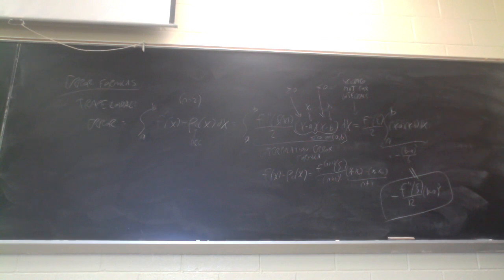Now, of course, if the interval ab is large, that means the error can be gigantic. But we'll deal with that another time. We also see if f is a linear function, its second derivative is 0. So we can see that the error would be 0 in this case, as the integral would be exact. Okay, so any questions about how that was done?